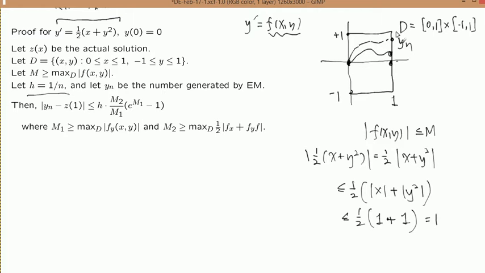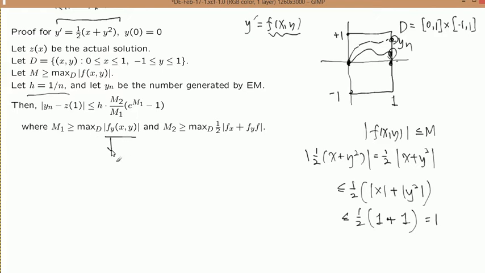As a straight line. Make sense? And this theorem guarantees that the value yn and the actual solution, the distance between these two things, is less than h times m2 divided by m1 times (e to the m1 minus 1), which approaches 0. Here m1 is any number that is greater than the partial with respect to y of f.